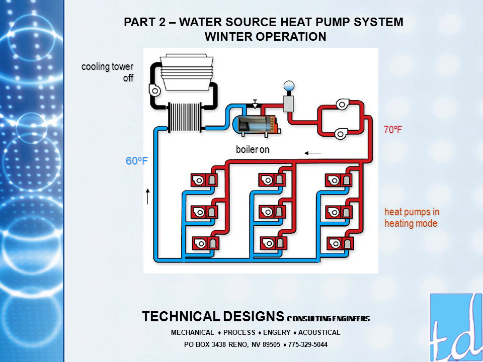During cold weather, when most of the heat pumps are operating in heating mode, heat is removed from the water loop and transferred to the air. This causes the temperature of the water in the loop to drop, making it necessary to add heat to the water loop. The boilers add heat to the loop, maintaining a leaving water temperature of approximately 60 degrees Fahrenheit.